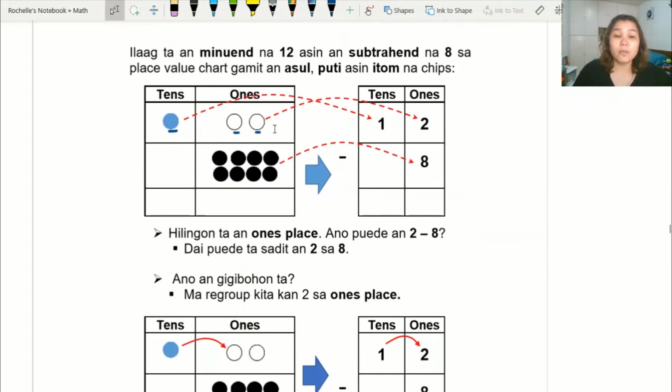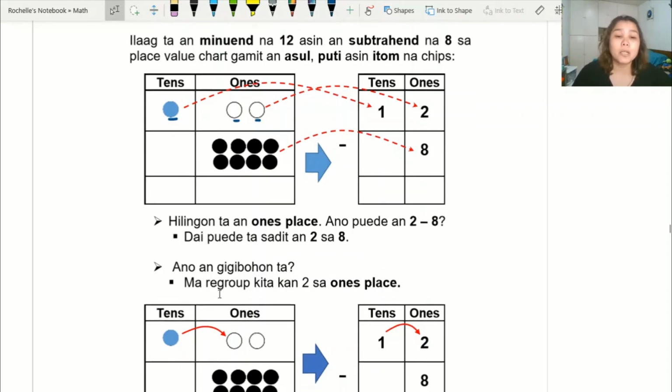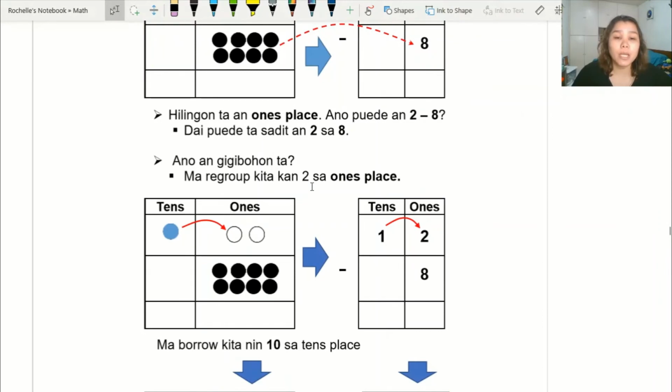Look at the place value. Is it possible to take away 8? Can we encircle 8? If we encircle this, it means we can get 8 from the white chips, which is not possible. It's not possible. So, what will we do? We will regroup from the 2 in the ones place.